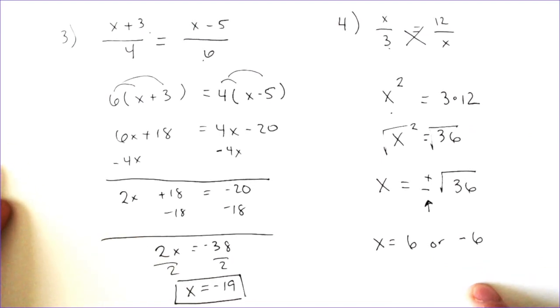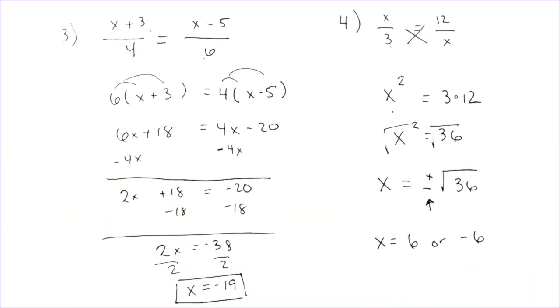Now, if this was a real-world application, you can't have a negative side, so that's where the negative 6 a lot of times with geometry gets eliminated, but in algebra, you need to include them both. Anytime you have an x squared, technically you should have 2 solutions. All right? We got one more problem.